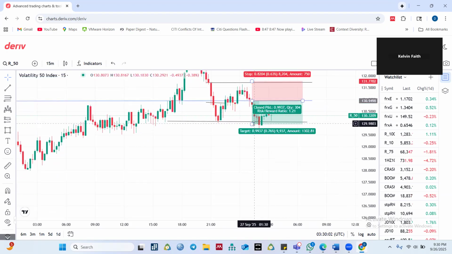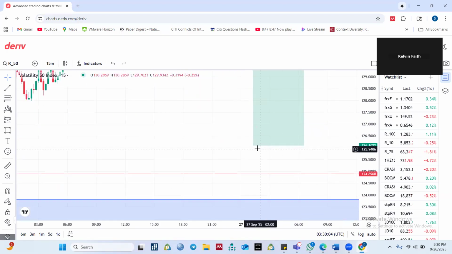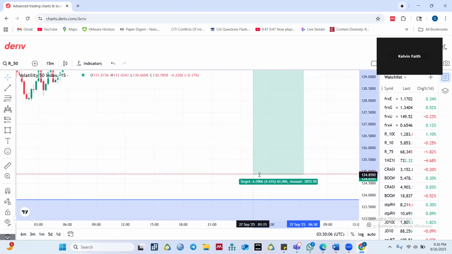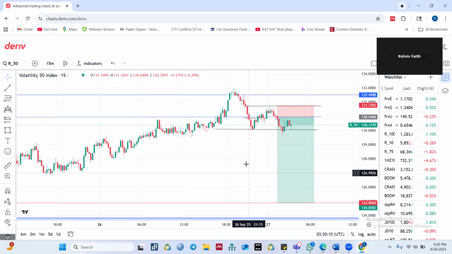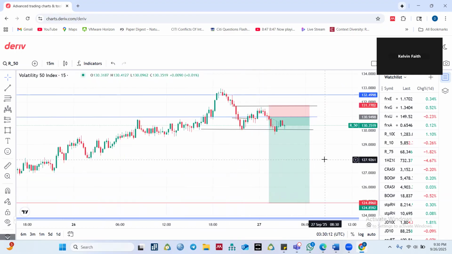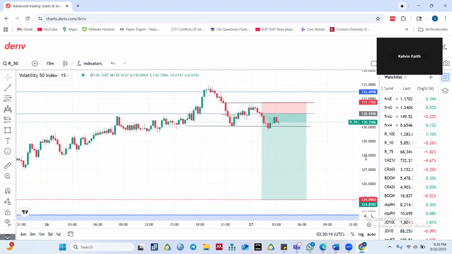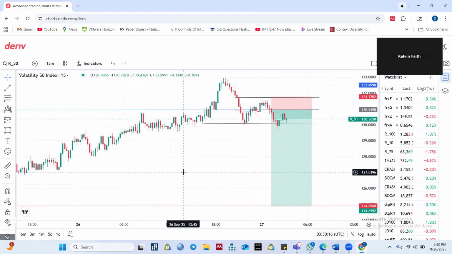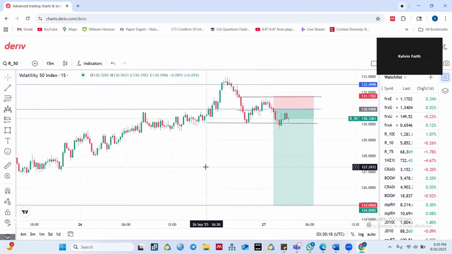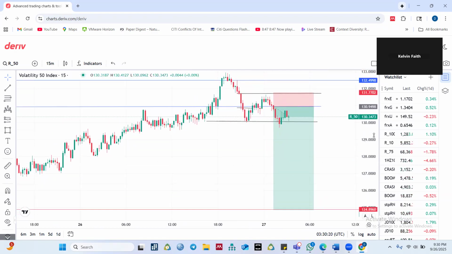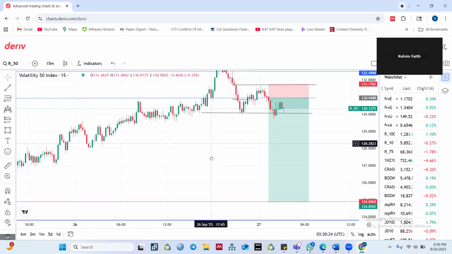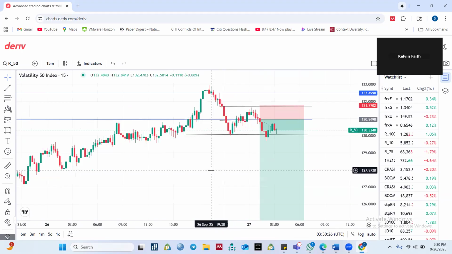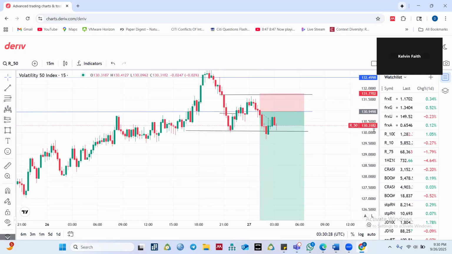And the target is close to the red line. Let's say the red line. That's the TP1 or the immediate target right now. So let's see how this trade plays out.